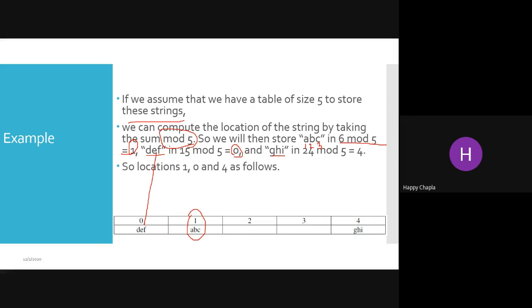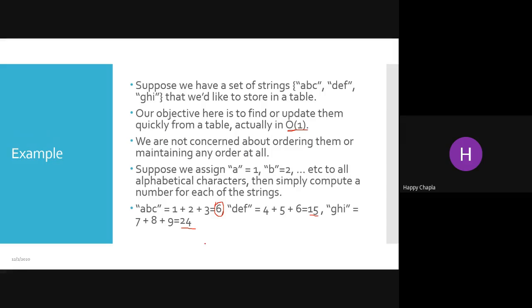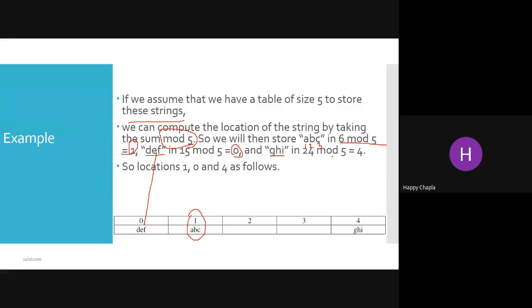We have GHI, that means 7 plus 8 plus 9. The answer is equal to 24. So 24 mod 5, the answer is equal to 4. 24 mod 5 means the remainder value is the answer. 24 divided by 5, so 4 is the remainder. Whatever the remainder is, we can store that record into that particular location. So we can store it over here at 4.